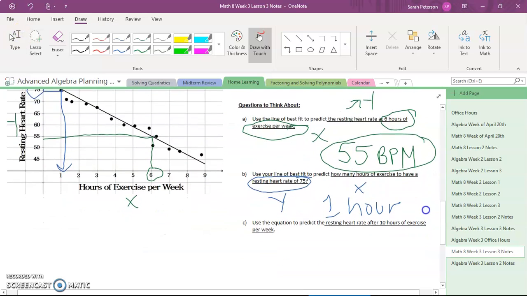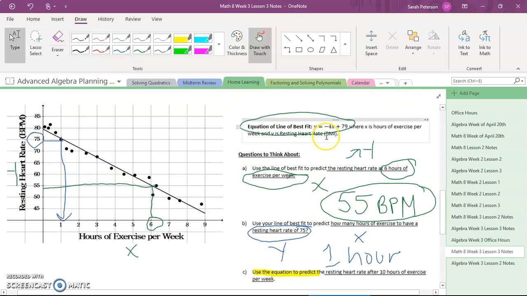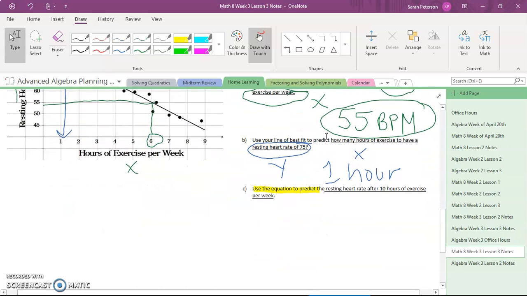However, when you're trying to predict something that isn't on your graph, you need to use the equation of the line of best fit to do that. So if you notice in part C, it says use the equation to predict. That means I have to use the line of best fit equation. If I scroll up to the top, I gave you that. It's y equals negative 4x plus 79. So I'm just going to write that here. Y equals negative 4x plus 79.